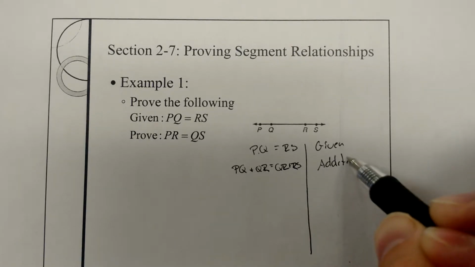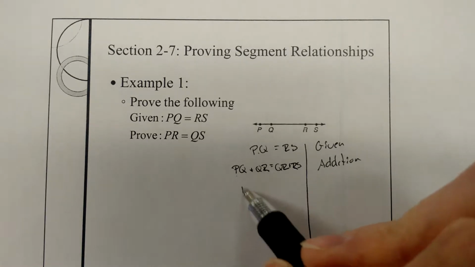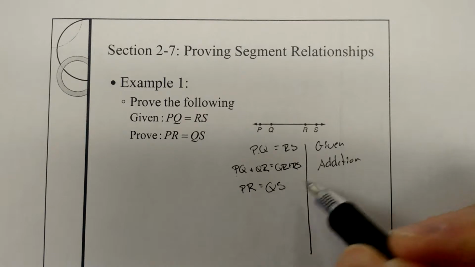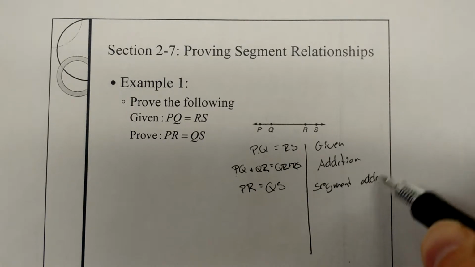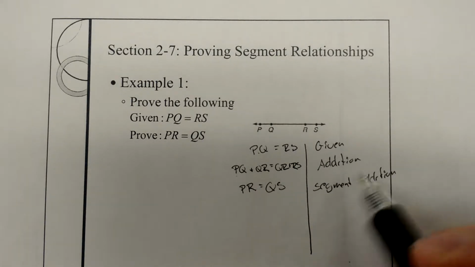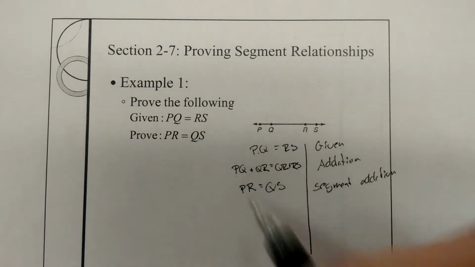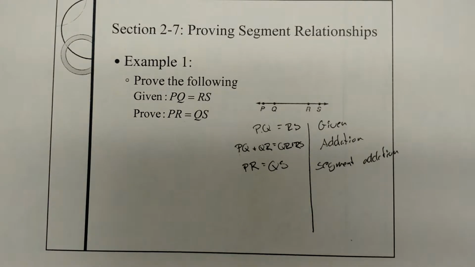So as long as you add the same thing to both sides, you're fine. Now PQ plus QR is PR, QR plus RS is QS, which is actually my proof statement, and this is by segment addition. So be careful, because addition and segment addition aren't the same thing. Segment addition is when you take 2 segments and combine them down into 1. Addition is just when you add the same thing to both sides. And you're done because you're at your proof statement.